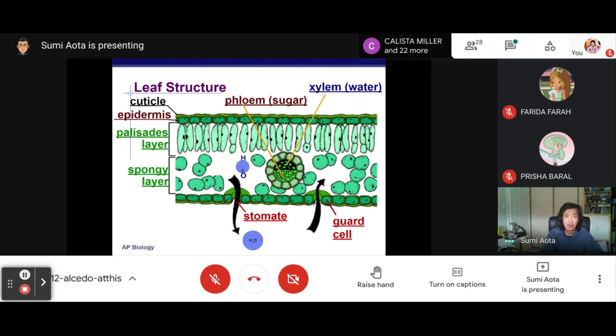Now, water is going to evaporate into the airspace. And then if the stomates are open, it's going to leave the interior of the leaf via transpiration. So water is going to continuously flow out, which is problematic because it means plants start to dehydrate.